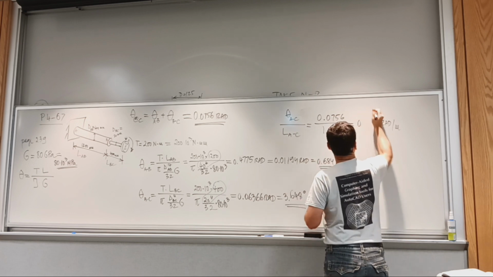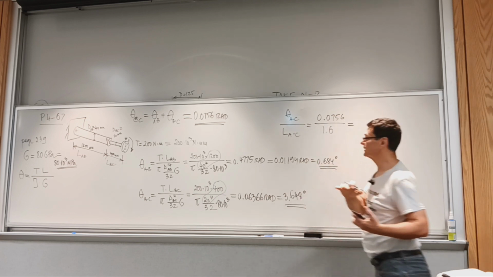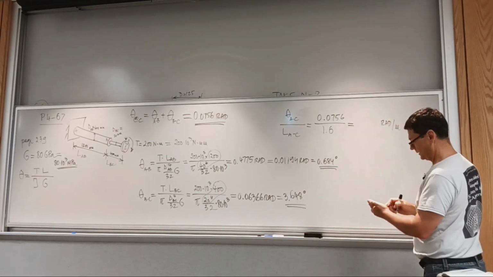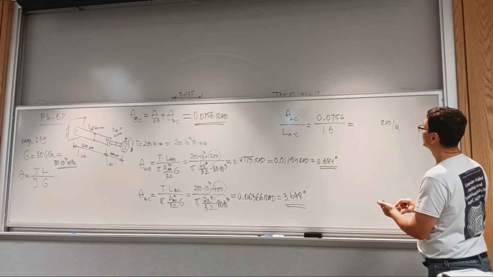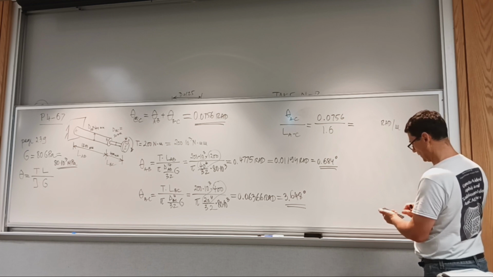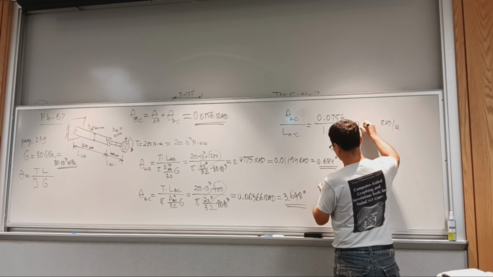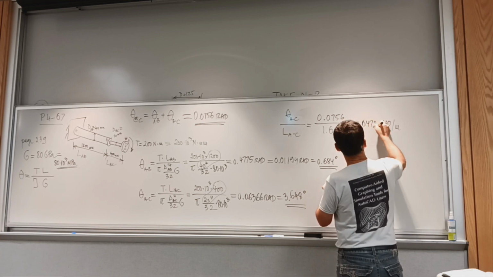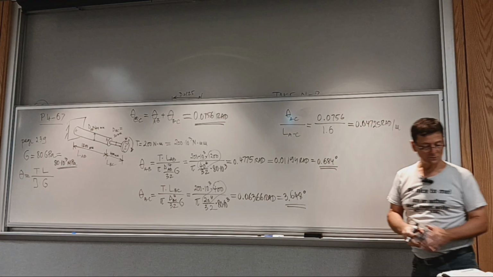0.0756. So let's change this. It appears big. I looked at the values there, so we are off. So 0.0756 over 1.6 meters, the full length. So this is 0.04725 radians per meter. Okay.